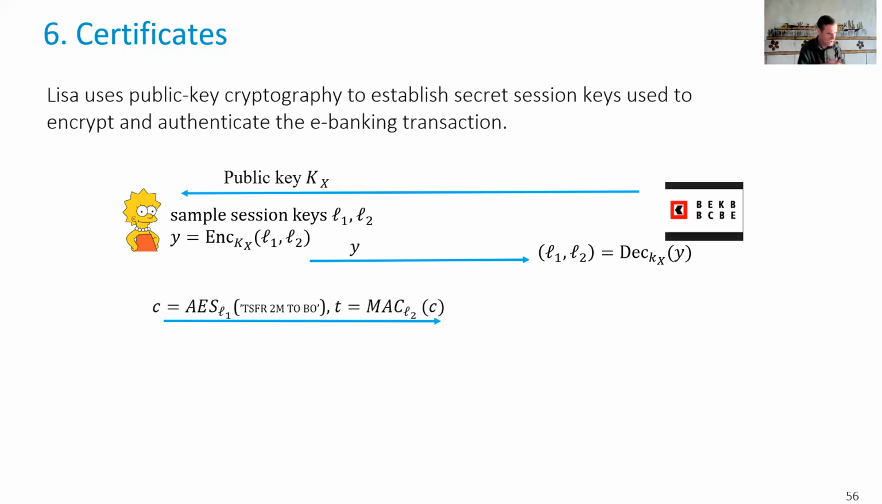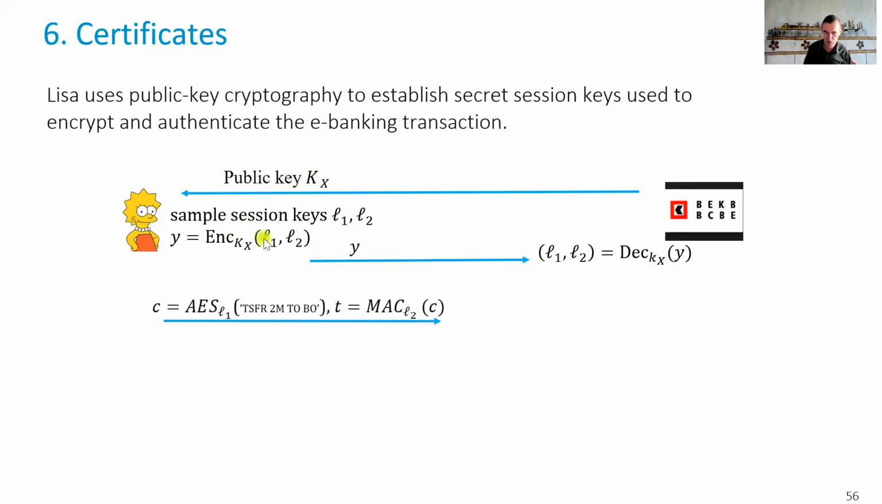Now let's see what can happen. We will see that it's not sufficient. All the building blocks we've seen still have a problem. Assume you go to your bank. So Lisa goes to the bank to do some transaction. We have seen that we will create session keys for encryption.